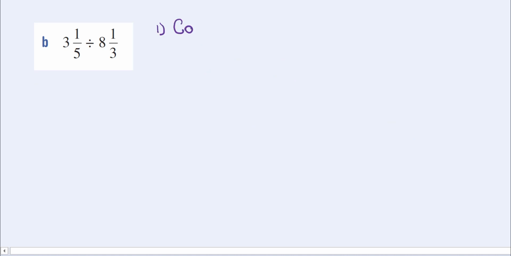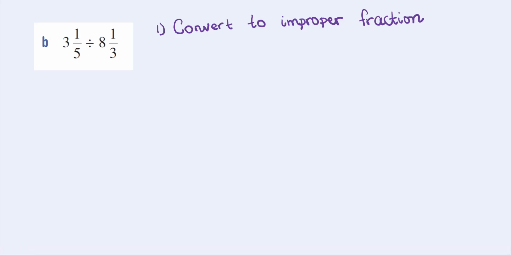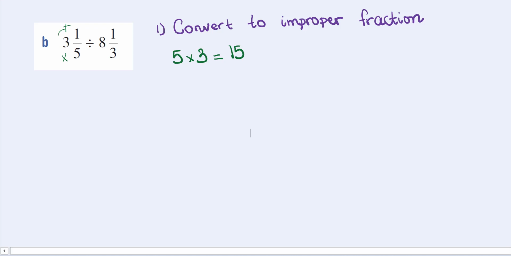Now, in this question, it's asking you to divide, but in this case, it's in a mixed numeral fraction. You've got a number on the left side. So the first thing you're going to do is convert it back to an improper fraction to make it easy for us to multiply. To convert this fraction, I'm going to times 5, the bottom number, by 3, the number on the left, and then I'm going to add the numerator. So 5 times 3 gives me 15. Then I'm going to add 15 and 1, and you get an answer of 16. So that turns that fraction into 16/5.